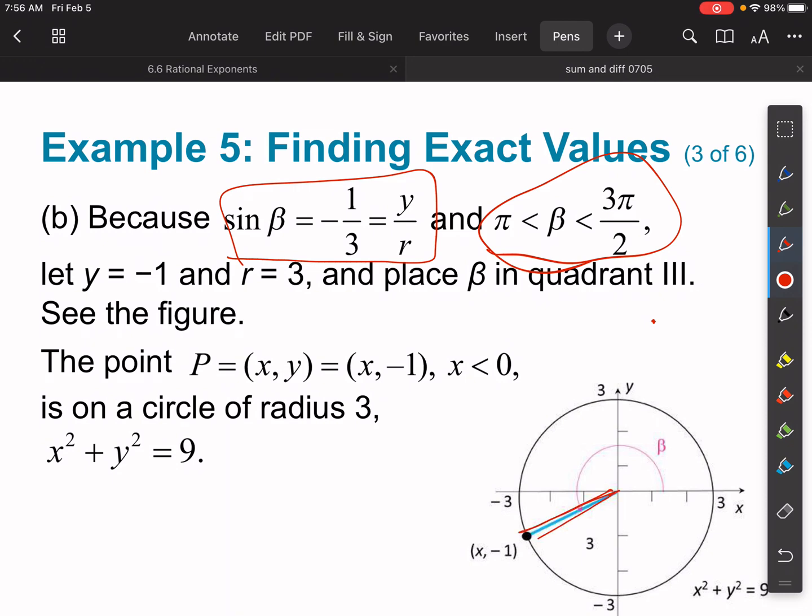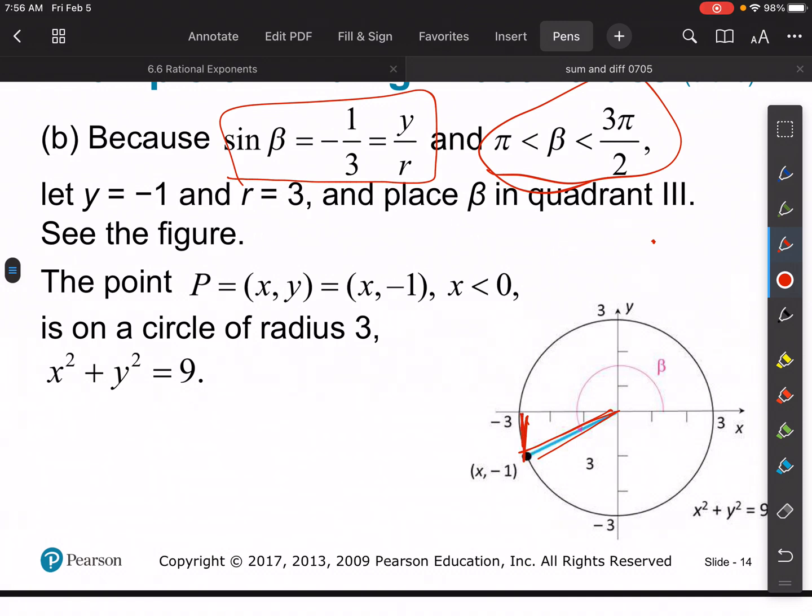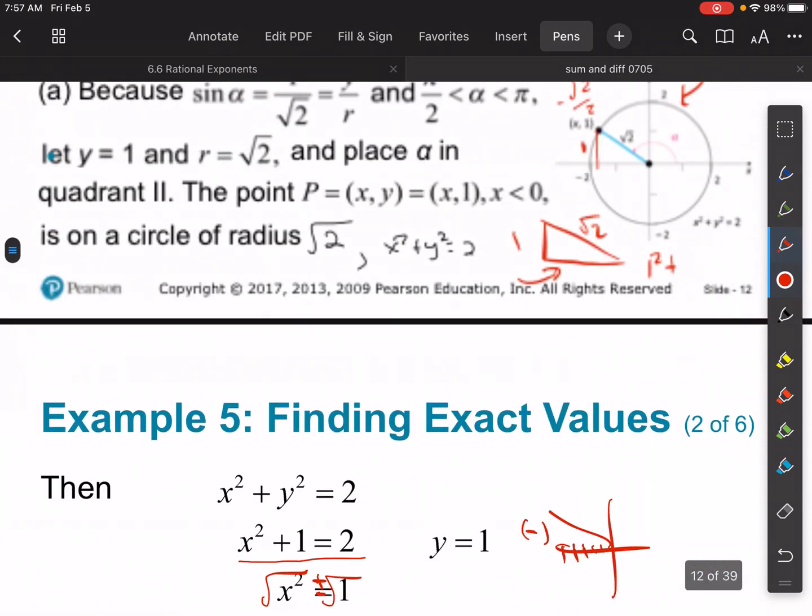And we have a y value of negative 1 and an r value of 3. I know that the y value is the negative because the r value is never negative. Okay, so it's either the x or the y that's negative. So let's take a look here. They want to know what the cosine of beta is, I believe.